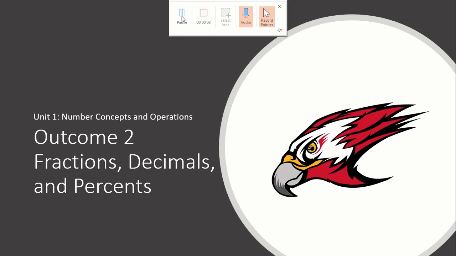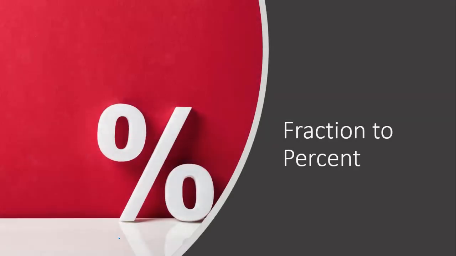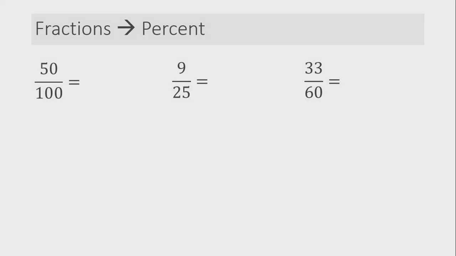This is the instructional video for Unit 1, Outcome 2. We are going to look at the relationship between fractions, decimals, and percents. We're going to start with the relationship between a fraction and a percent, and this is the easiest place to start. The word percent means out of 100.